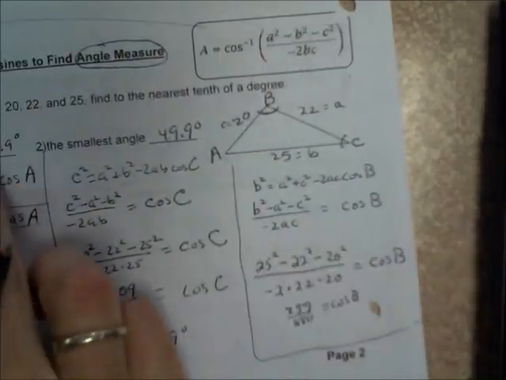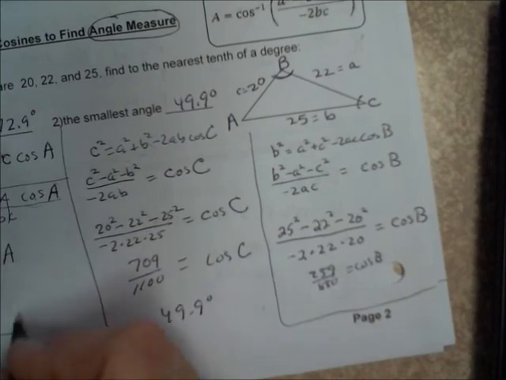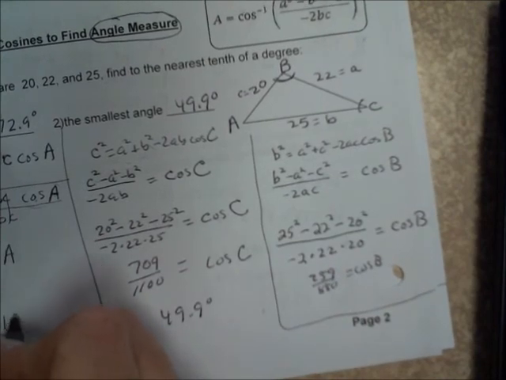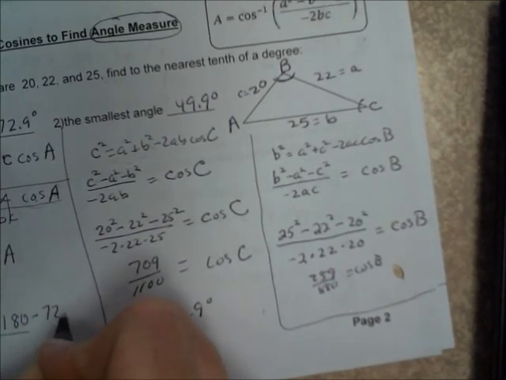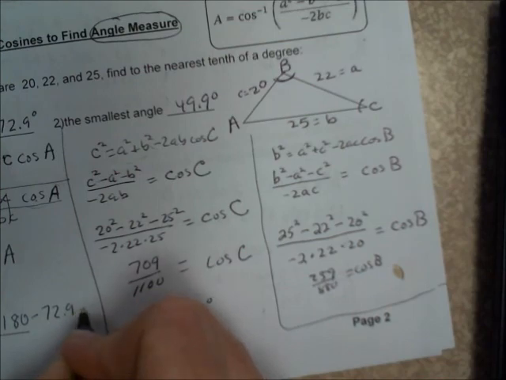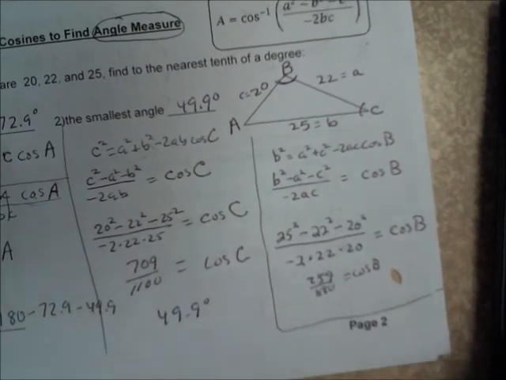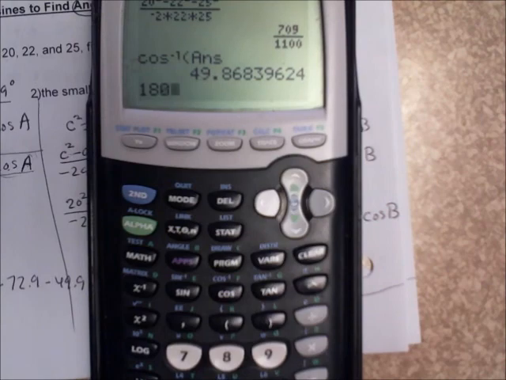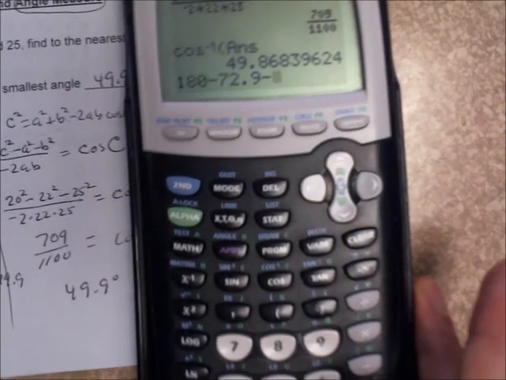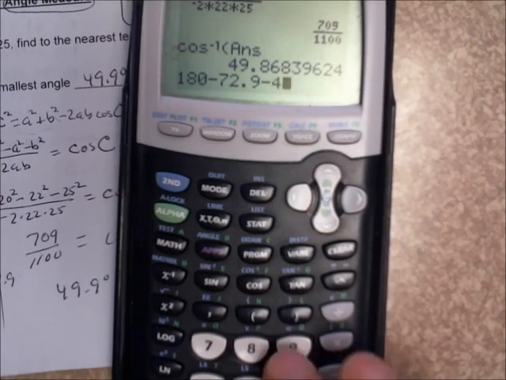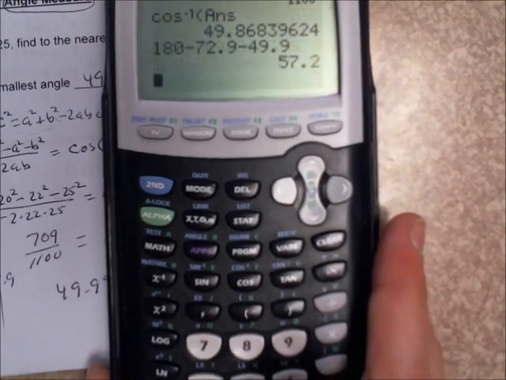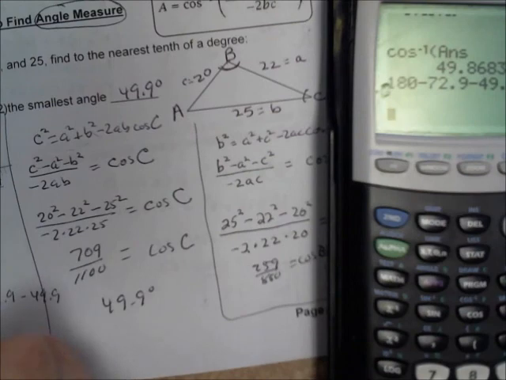And now you just have to add those two up and subtract from 180 to get the third angle. So 180 minus 72.9 minus 49.9 will be that. 180 minus 72.9 minus 49.9, and you got your third angle, 57.2 degrees.